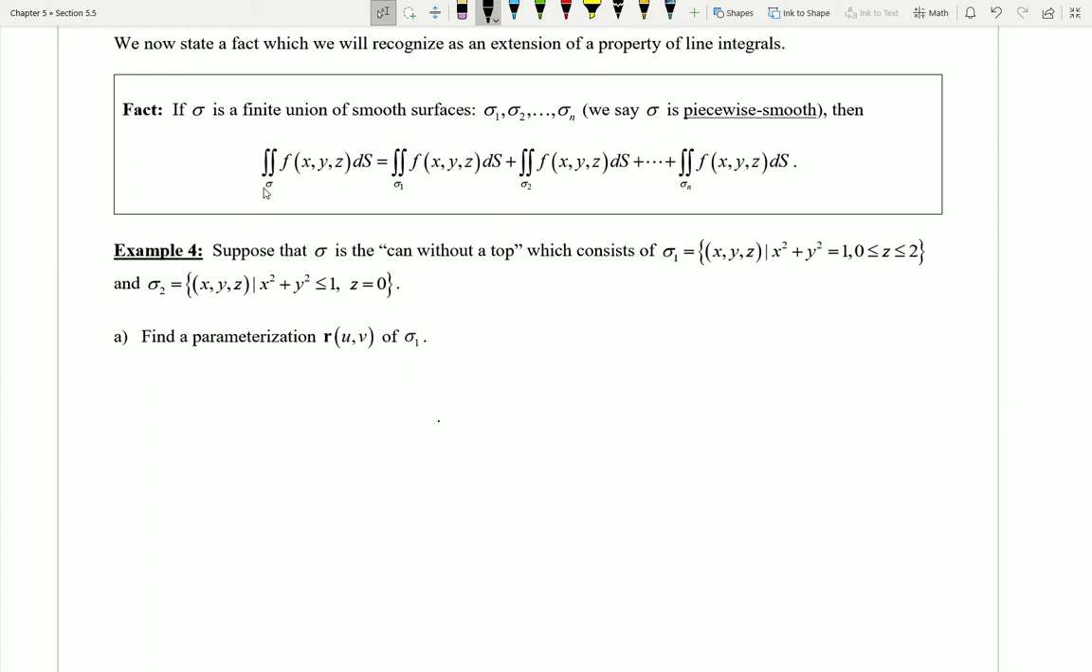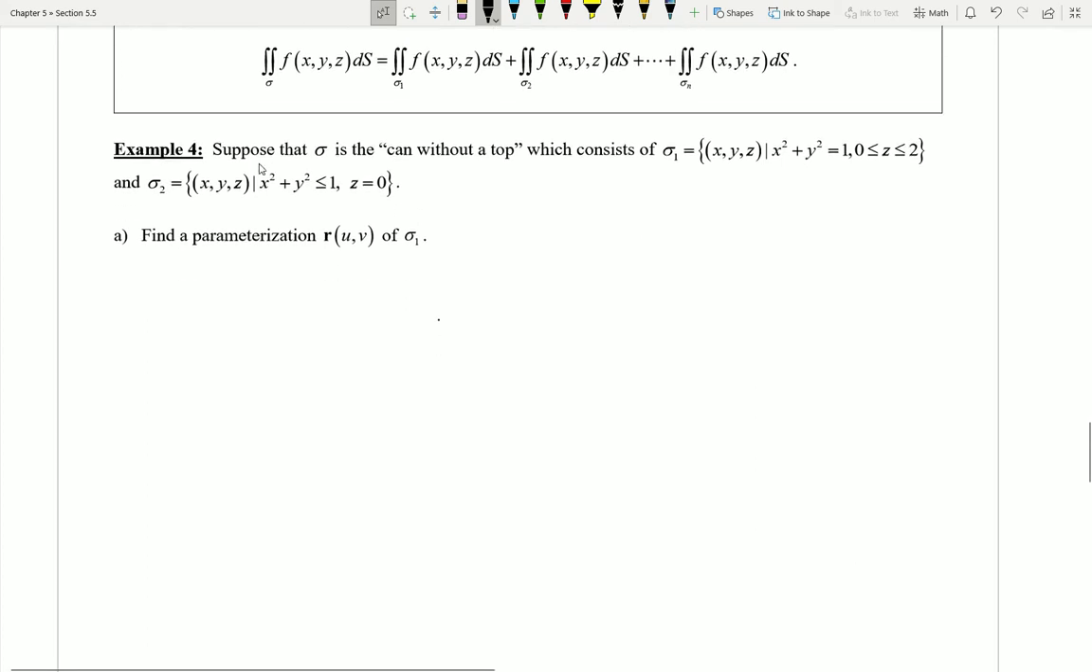Well, then if I wanted to do a surface integral over all of sigma, you can notice how easy that would be. I just kind of have to do a surface integral along each of its pieces, and then just add everything up together. So as an example of this, let's take a look down here at example number 4. Suppose that sigma is a can without a top, which consists of sigma 1. We'll see here that this kind of represents a circle that's being stretched vertically.